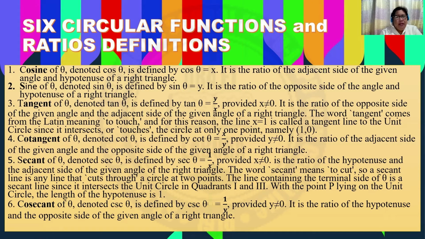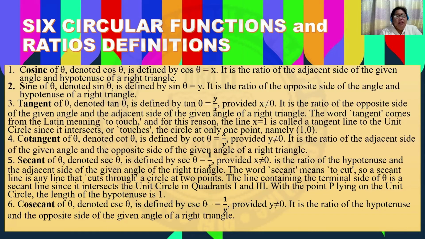Tangent of theta, denoted by tan theta, is defined by tan theta is equal to y over x, provided x is not equal to 0. It is the ratio of the opposite side of the given angle and the adjacent side of the given angle of a right triangle. The word tangent comes from a Latin word meaning to touch, and for this reason, the line x is equal to 1 is called a tangent line to the unit circle since it intersects or touches the circle at only one point, namely the point with coordinates 1, 0.